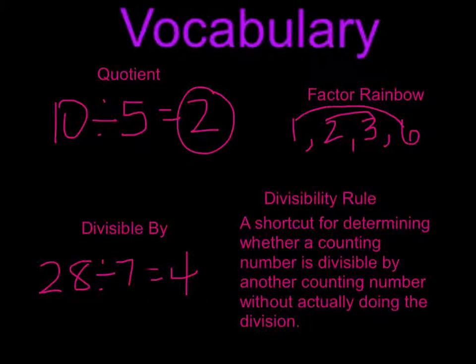The final term for today is divisibility rule. This is a shortcut for determining whether a counting number is divisible by another counting number without actually doing the division. For example, a number is divisible by 5 if the digit in the ones place is a 0 or a 5. A number is divisible by 3 if the sum of its digits, or its digital root, is divisible by 3. We have been studying divisibility rules using our number properties checklist.